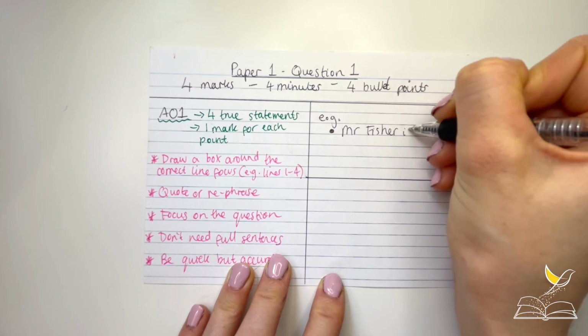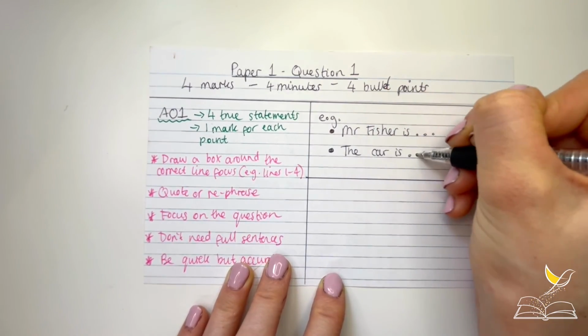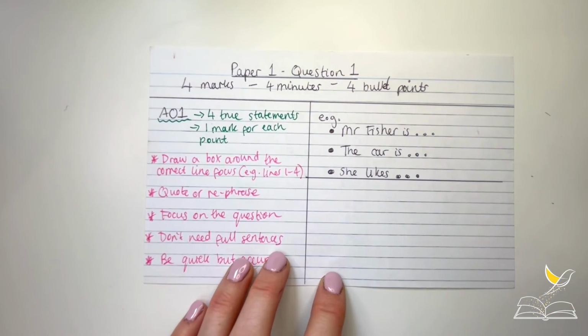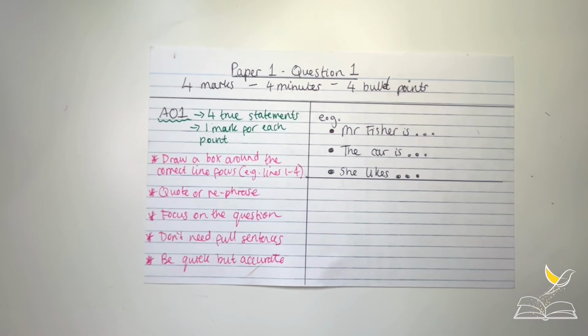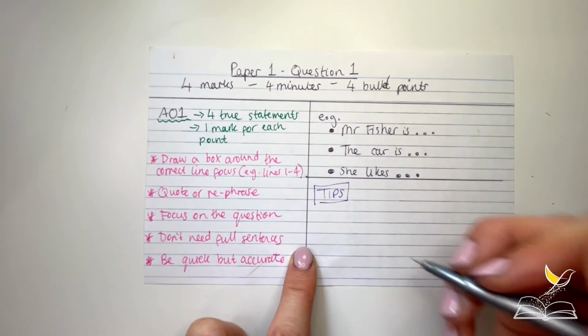So an example for that paper would be 4 sentences starting Mr. Fisher is, or perhaps Mr. Fisher has. Other examples might be the car is, or she likes if it were another question. It's 4 very short, simple statements.